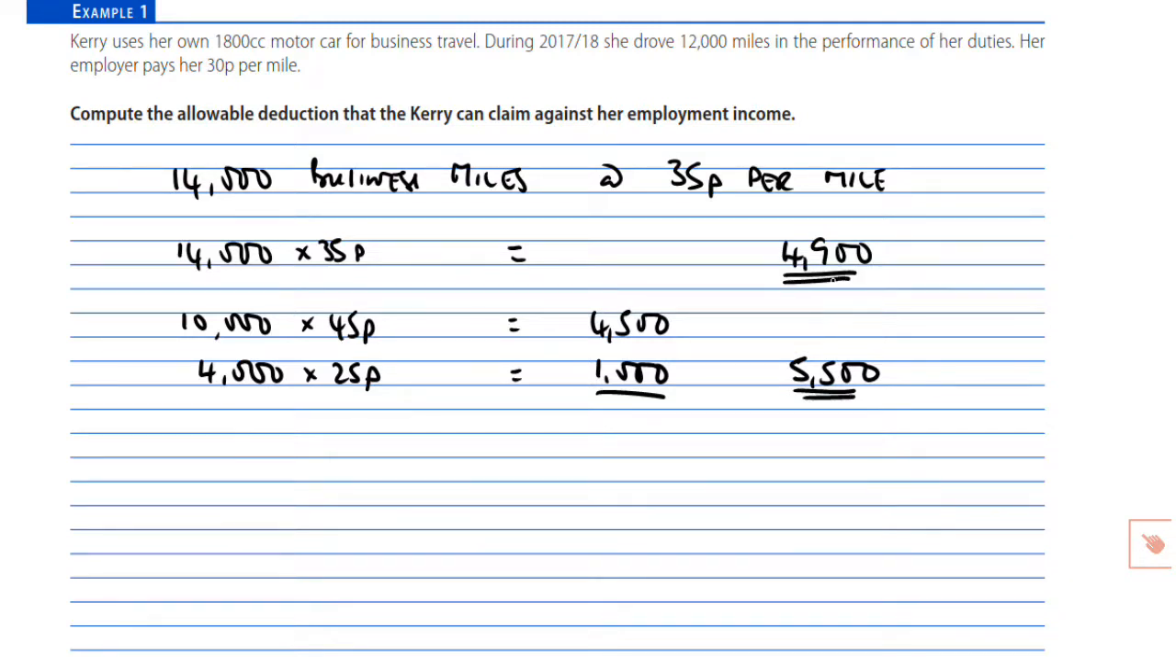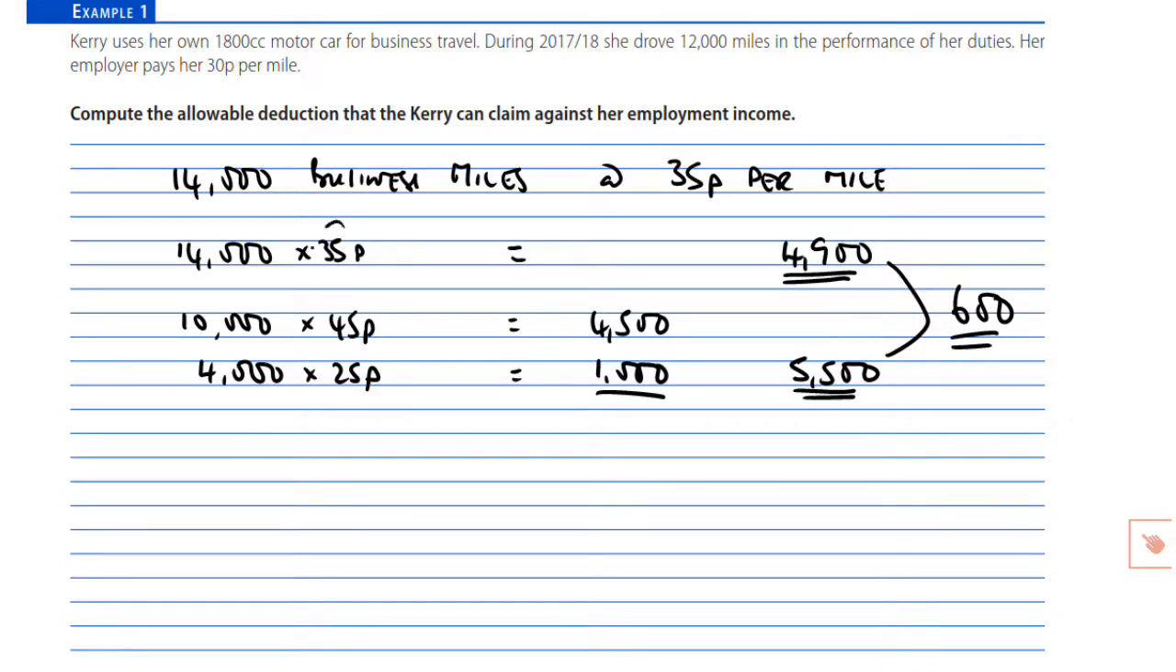So that's what we could have been reimbursed. That is what we've actually been reimbursed. So in fact, we have been reimbursed less than the approved mileage allowance rates. So that difference, therefore, of £600 would be an allowable deduction that she could then claim against her employment income.